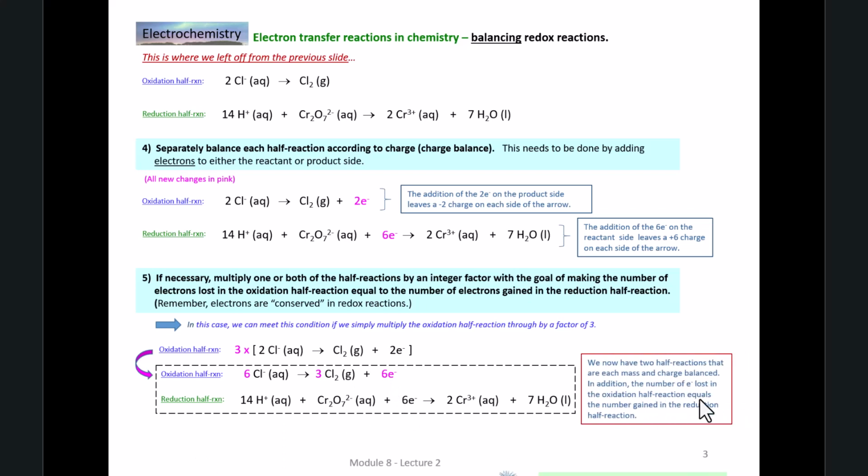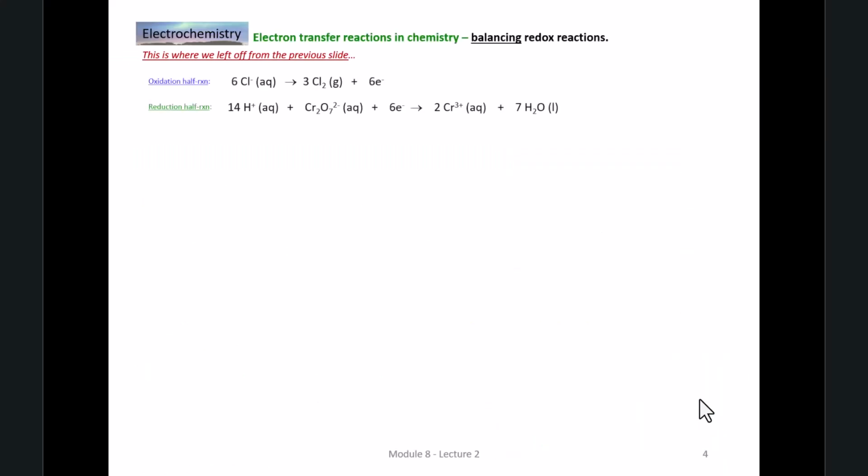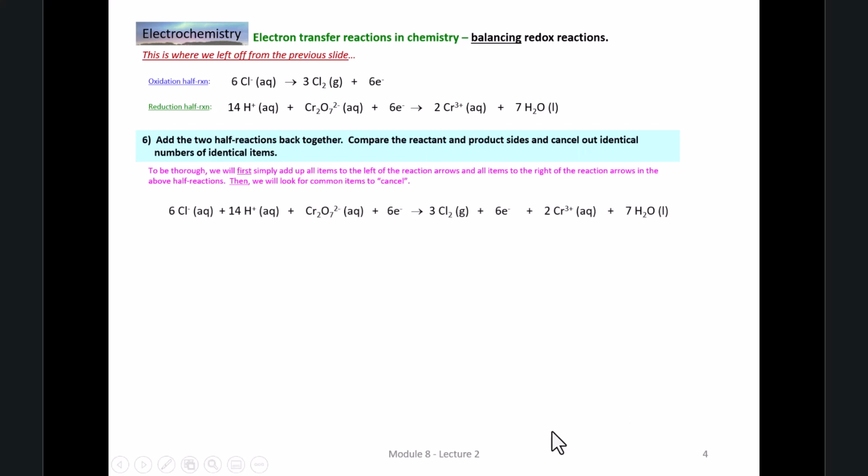What do we do now? Well, we just need to add these 2 half reactions back together. So we'll do that and we'll add up all of the terms on the left of the arrows. So we have 6 chlorides, 14 hydrogen ions, a dichromate ion, and 6 electrons going to 3 chlorine molecules plus 6 electrons plus 2 chromium 3 plus ions plus 7 waters.